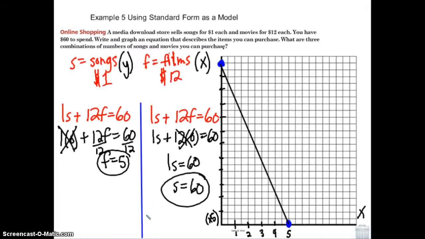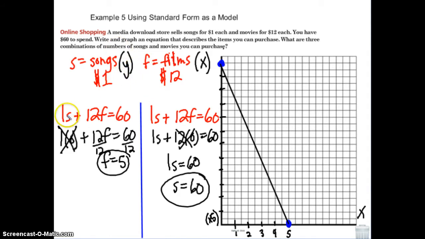Okay, so after reading through this problem, I found out that each song is being sold for $1 and movies are being sold for $12. So what I did is I put S equals songs equal $1 and F equals films for $12. Now notice I switched the Y and the X here just to show you that it doesn't matter which one's which. So I made my equation.